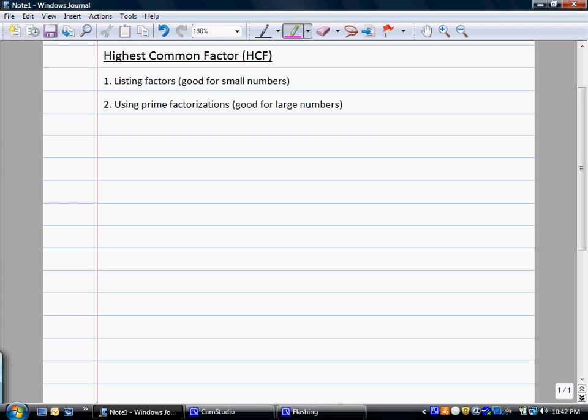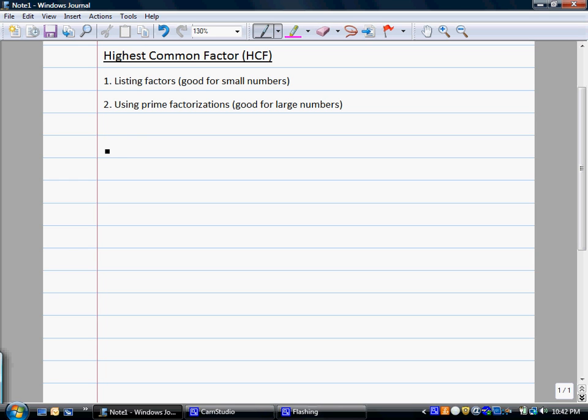This video is about how to find the highest common factor, or HCF, of two numbers. There are two methods you need to know. First is just listing factors, which is good for small numbers. The second is using prime factorizations, which is harder, but it's good for large numbers.